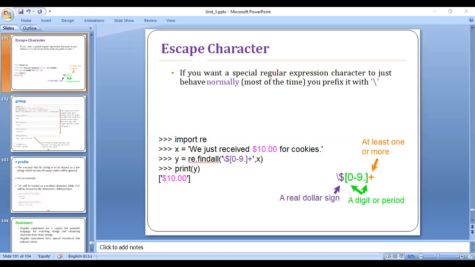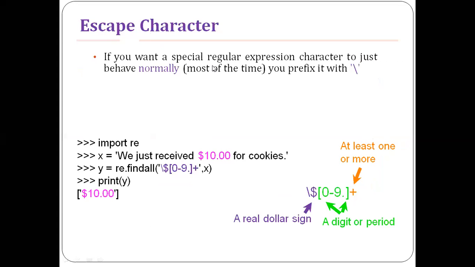Okay, we'll continue the session. In the last session, we were talking about escape characters, right? How to make use of the escape characters. If you want to use the meta characters as a part of your matching string, you can make use of the escape character, right? What is that escape character? Look at the example here. We have one example: we just received $10 for the cookies, right? If you want to include the dollar in your matching, because a dollar is a meta character, or a special character in it.